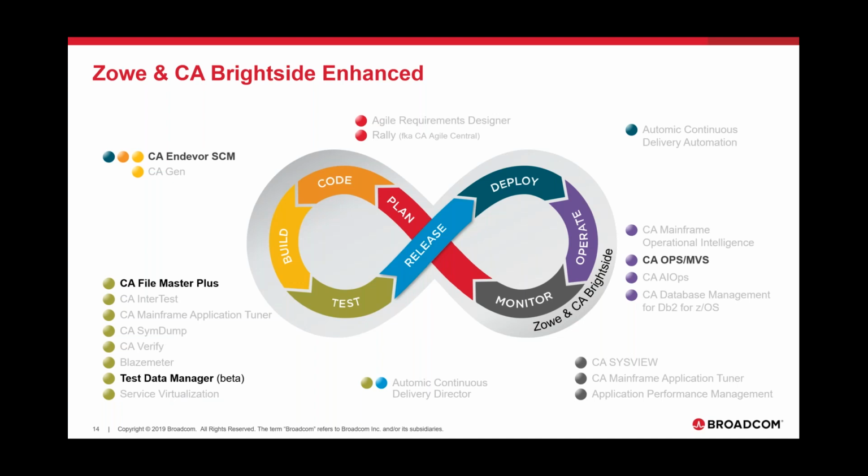And what you'll see is over time, we plan on enabling all of these tools to Zowe and Brightside. So this will take a while. It will be incremental over time. And we're really trying to partner with our customers to understand what use cases we should look at first. So, what are the use cases? What are you trying to automate? And that will drive what APIs we'll provide and the priority that we'll provide them.